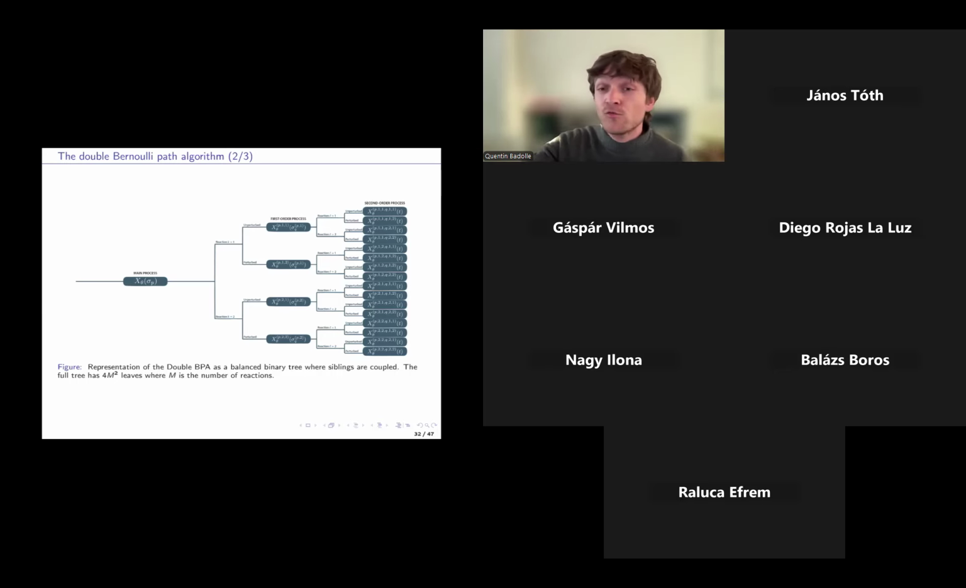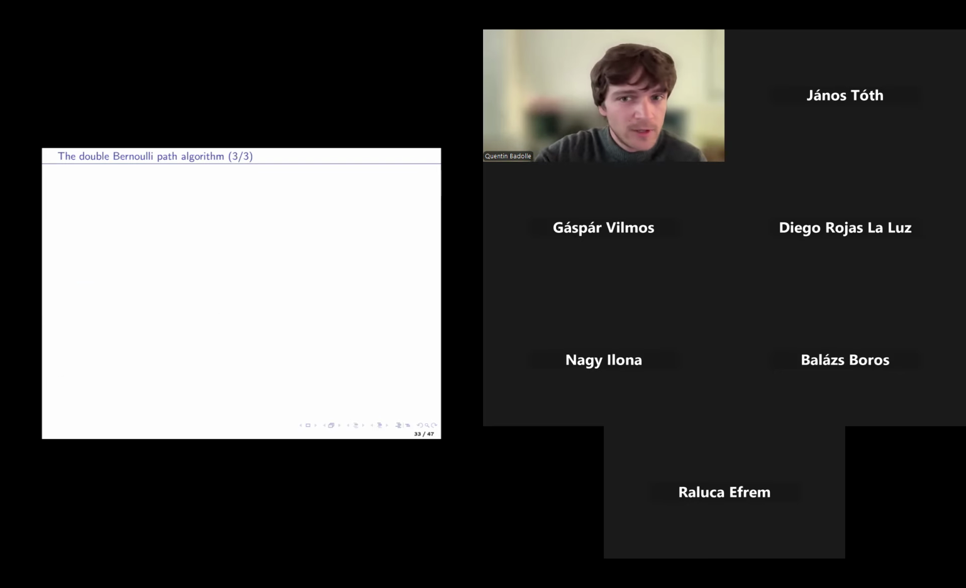So this is the full structure. And the number of leaves here is 4 times m squared, where m is the number of reactions. So this is like the core algorithm which I mentioned earlier, but with the modification, namely the coupling and the Bernoulli random variable, it will look like that.